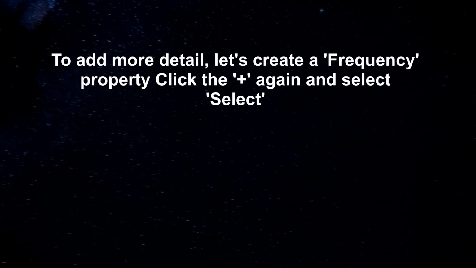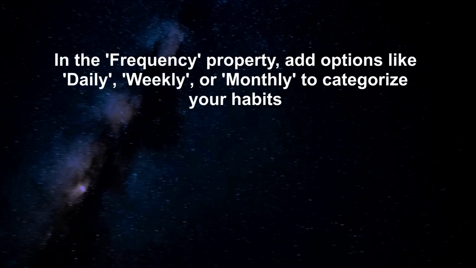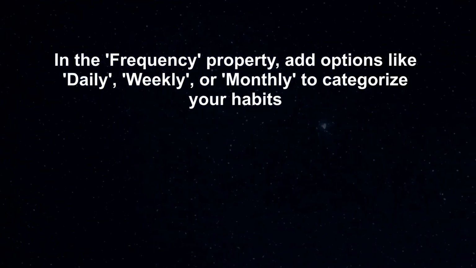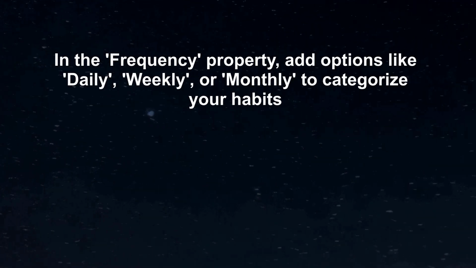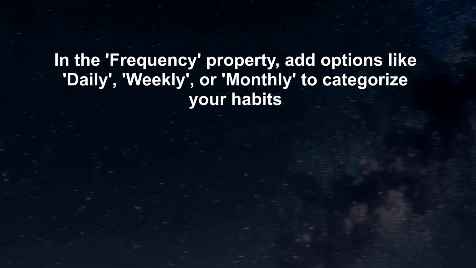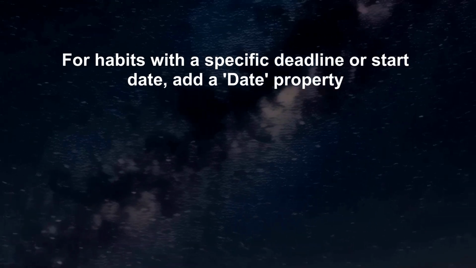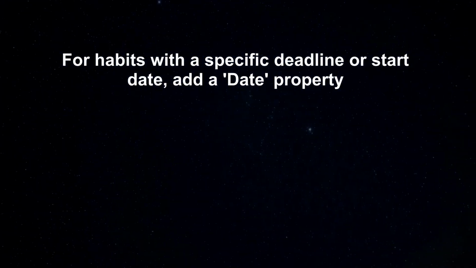To add more detail, let's create a frequency property. Click the plus again and select Select. In the frequency property, add options like daily, weekly, or monthly to categorize your habits. For habits with a specific deadline or start date, add a date property.